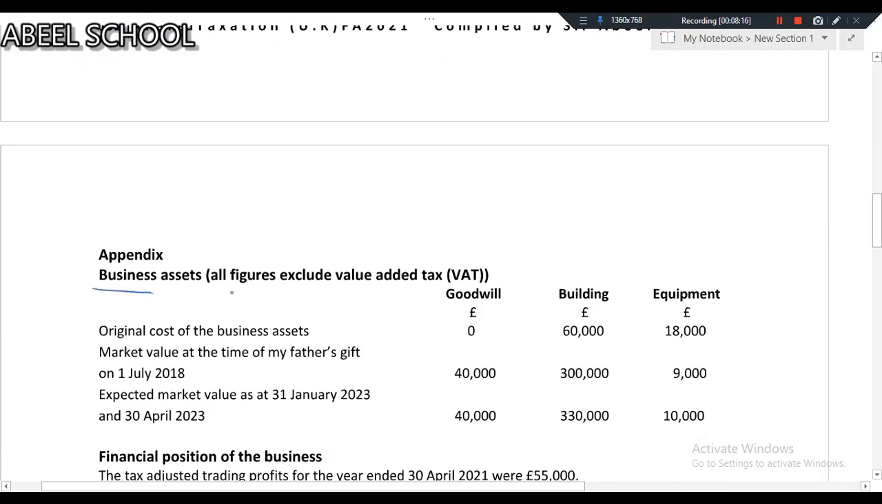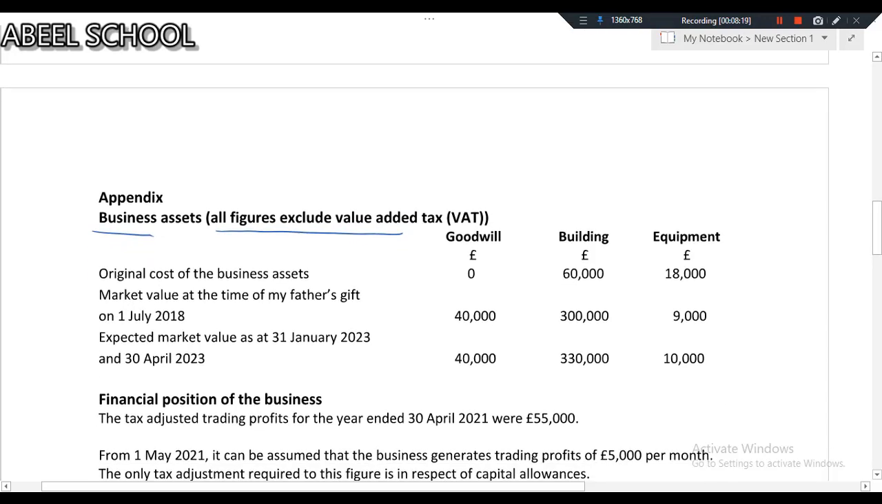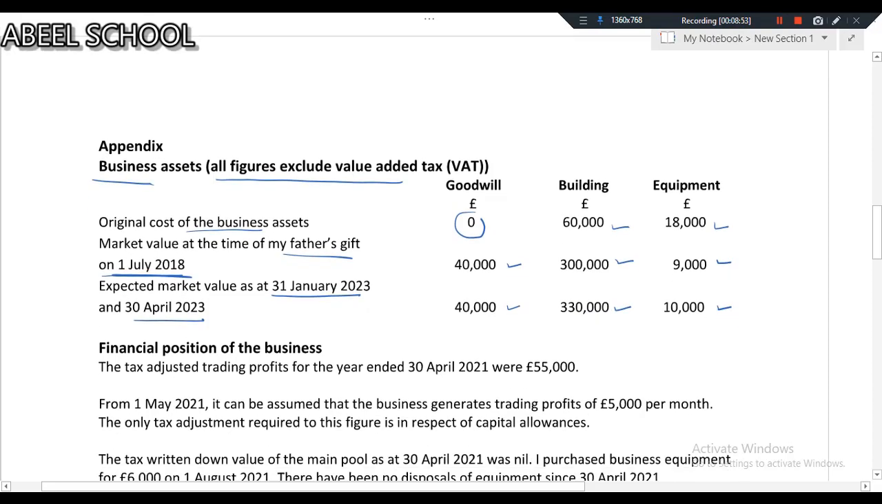Appendix. Business asset, all figures excluding VAT. Original cost of business. Market value at the time of my father's gift on July 18. Goodwill had a market value 40,000. Building had a market value 300,000. Cost was 60. Equipment had a market value 9,000. The cost was 18. Expected market value as at 31st January and 30th April 2023: Goodwill 40. Goodwill had an original cost 0. Building 330. Equipment 10,000. Okay.